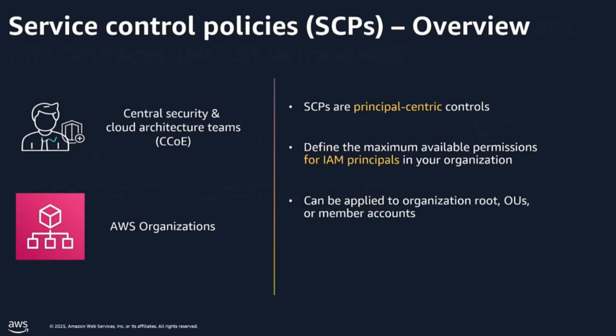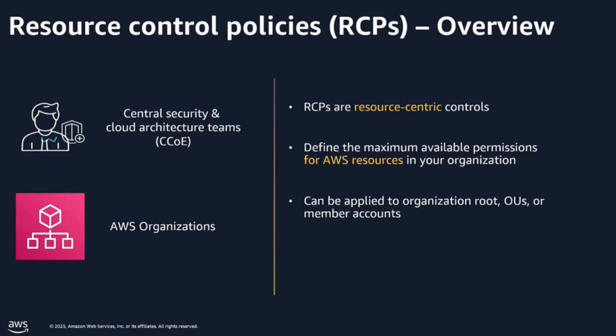Service control policies, or SCPs, are principal-centric controls used to define the maximum available permissions to the identity and access management principals in your organization. They can be applied at the root, organizational unit, or member account level. Resource control policies, or RCPs, are resource-centric controls used to define the maximum available permissions for the AWS resources in your organization. They can also be applied at the root, organizational unit, or member account level.